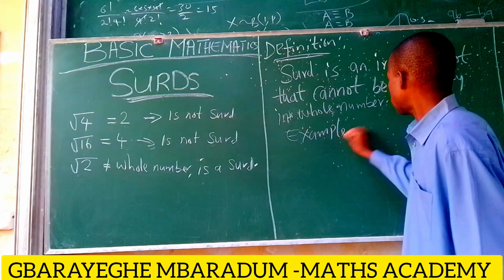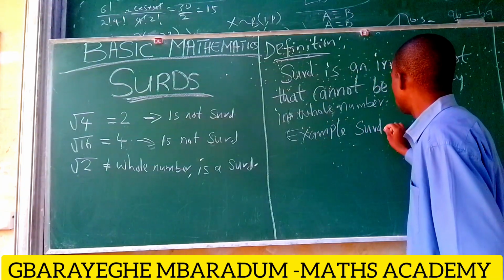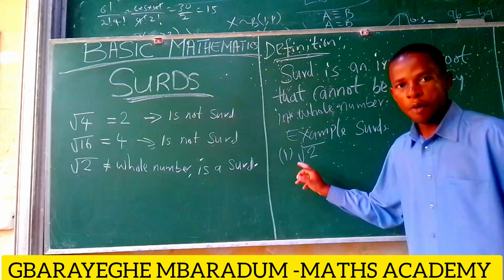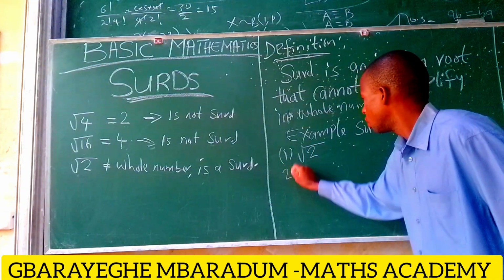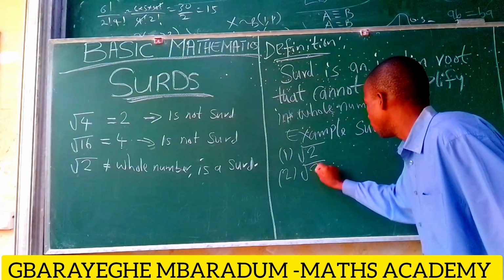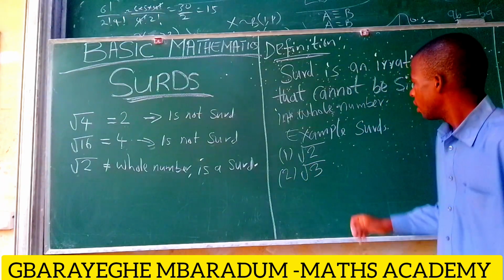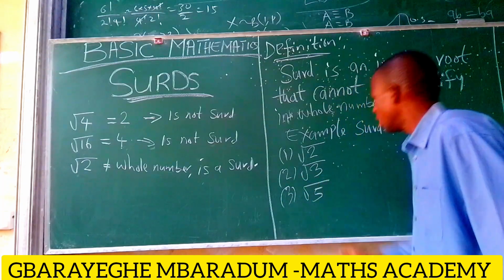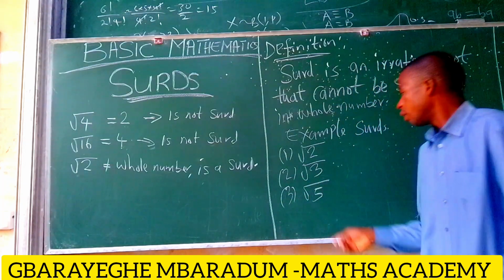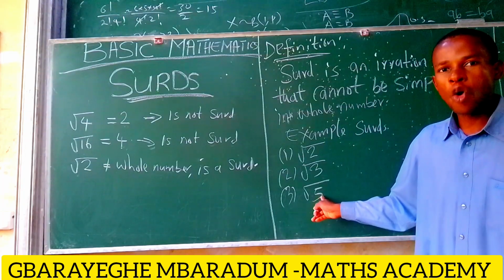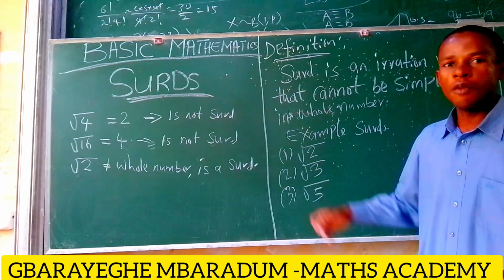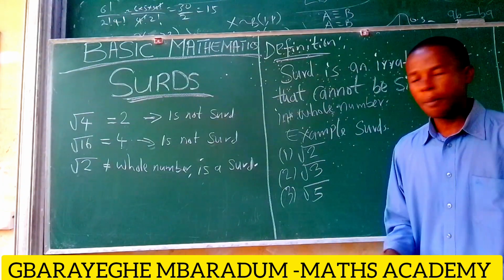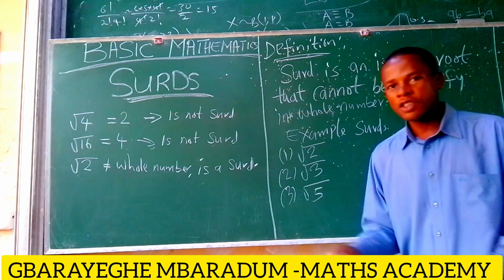So let's look at examples of surd. Example number 1: square root of 2 is an example of surd. Number 2: square root of 3 is an example of surd. Number 3: square root of 5 is an example of surd, because these cannot be simplified into a whole number. Root 2, root 3, and root 5 each give us a decimal number.